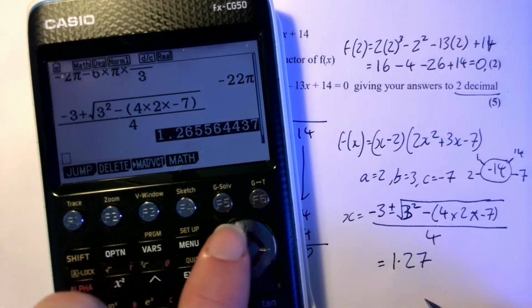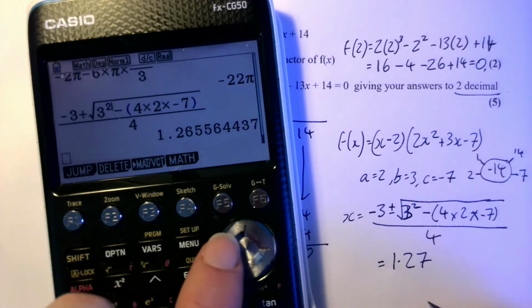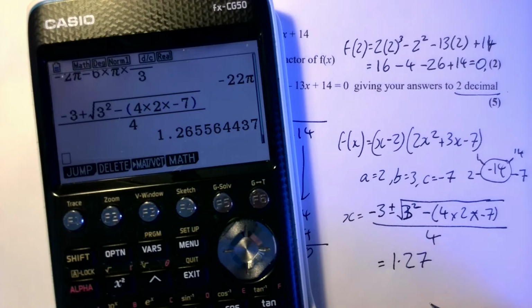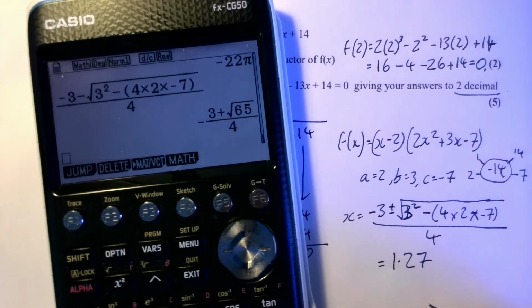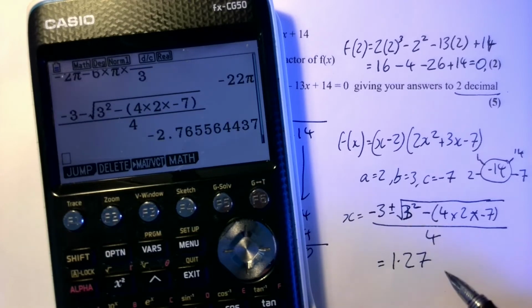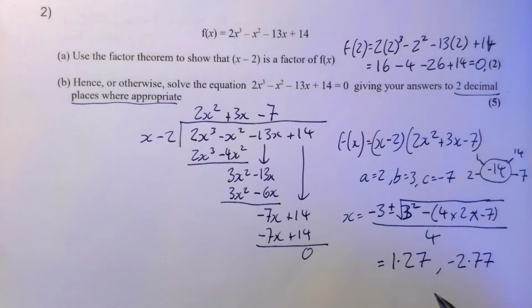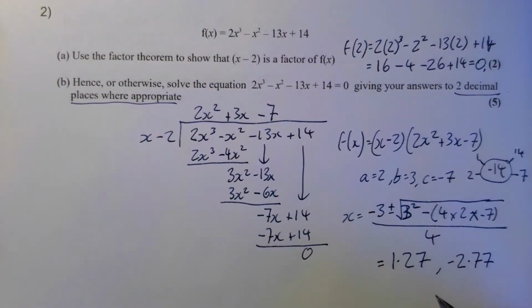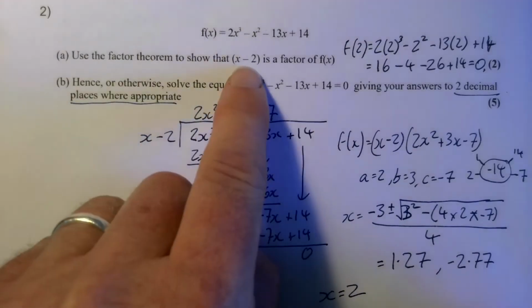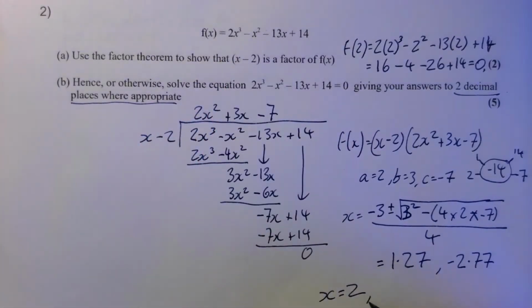Just back up there and turn the plus to a negative, and that's going to give us negative 2.77. So we've got 3 answers for our solution. We've got x equals 2, because remember we got that from here, 1.27 or negative 2.77.